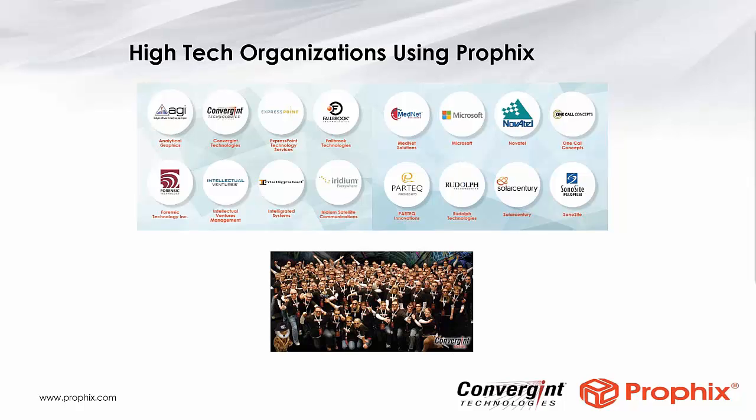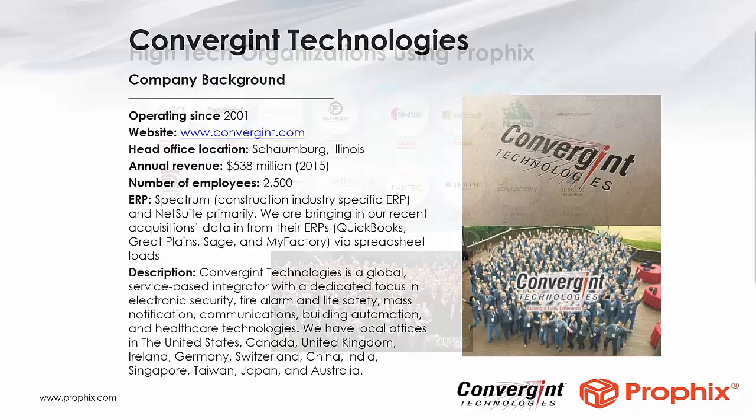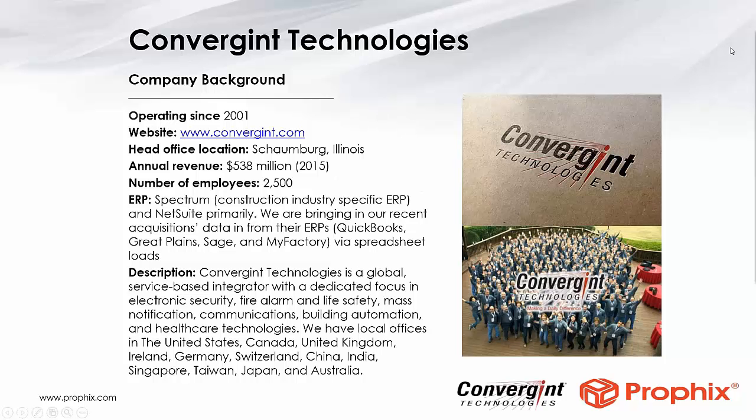We are located in the suburbs of Chicago, in Schaumburg, Illinois, right by the big Woodfield Mall. Last year's revenue was over $500 million. We've been around since 2001. We have 2,500 colleagues across the globe, and our business is that we're the world's leading integrator of electronic security, fire alarm, and life safety controls, mass notification, building automation, and healthcare technologies controls in major buildings.